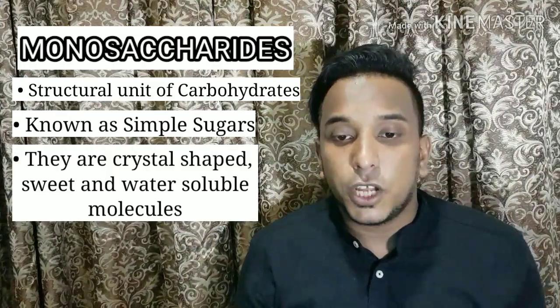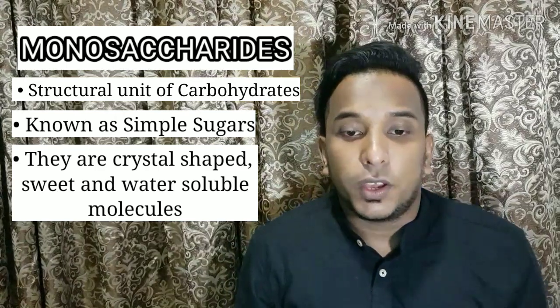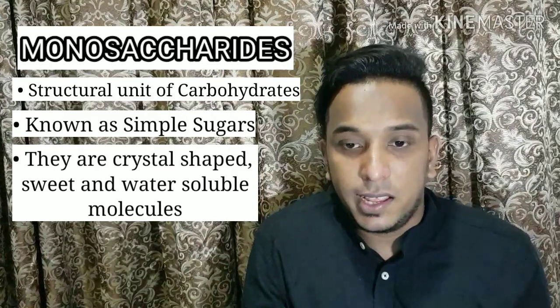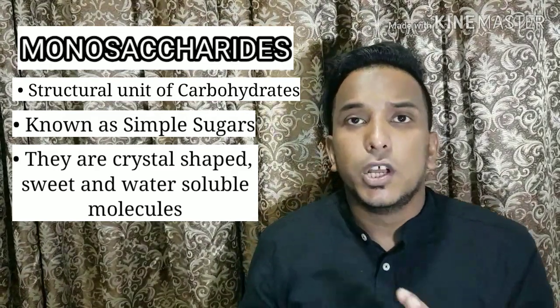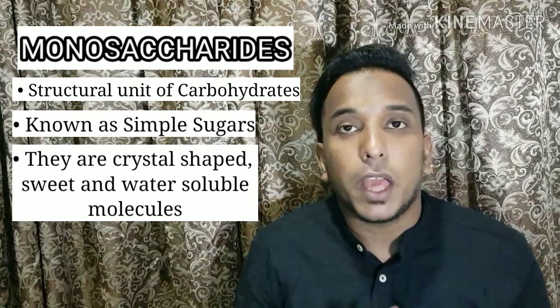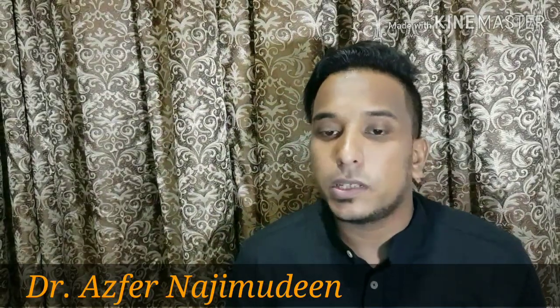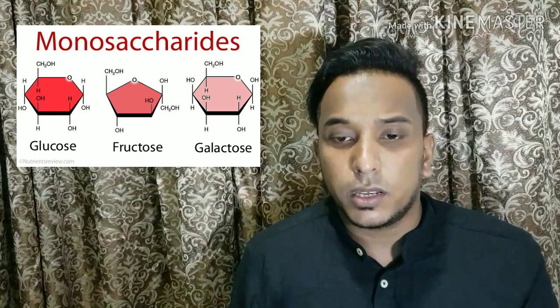They are crystal shaped, sweet and water soluble molecules. Okay, so these are the properties of it. They are crystal in shape, sweet in taste, and water soluble molecules. That means when you add them into water, you have the ability of dissolving monosaccharides in water. So in your examination, they can ask what are the properties of monosaccharides, what are the features of monosaccharides. So these are the things that you have to explain: that they are crystal in shape, sweet in taste, and water soluble. And here we go with some examples of monosaccharides, which are glucose, fructose, and galactose.